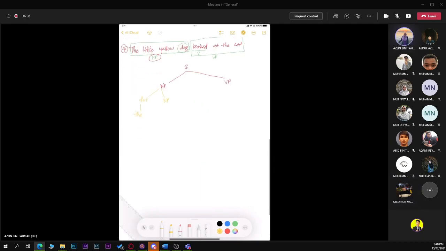Okay, another noun phrase. You all nampak ke tak color kuning ni? Okay, this is determinant. This is the. And then we have another noun phrase. Sebab ini dah determinant. Ini describe untuk dog kan? Little yellow dog. So, you akan ada dua adjective lah.